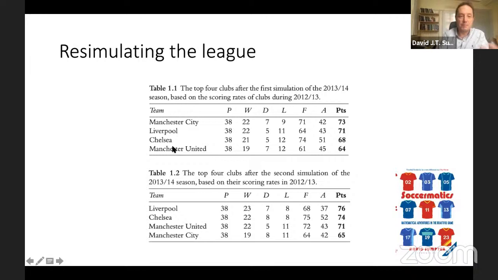This is just a selection of the simulations in order to illustrate that point. We get these types of results out of it. So we could also get, based on the scoring rates from the previous season, that Liverpool might have won that season. And these things give reasonably convincing models of what happens over an entire season.